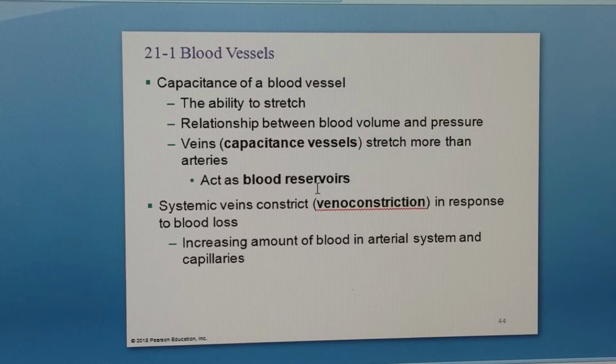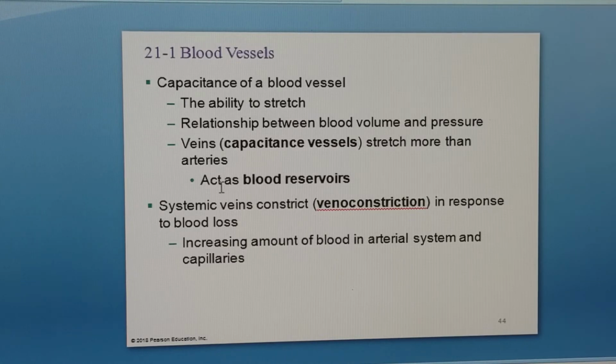Capacitance of the blood vessel, the ability to stretch. The relationship between blood volume and pressure. Veins are capacitance vessels, whereas I indicated the medium arteries were resistance vessels. The veins, or capacitance vessels, stretch more than the arteries. They act as blood reservoirs.